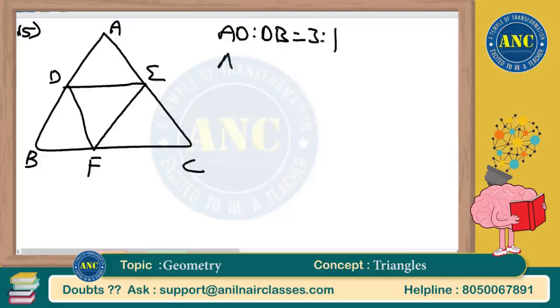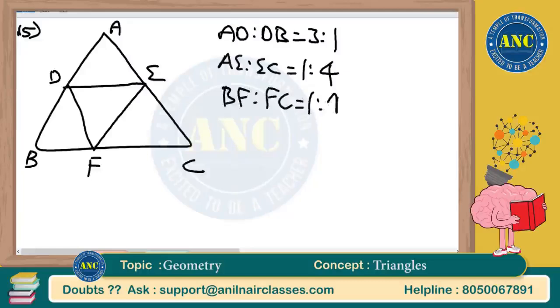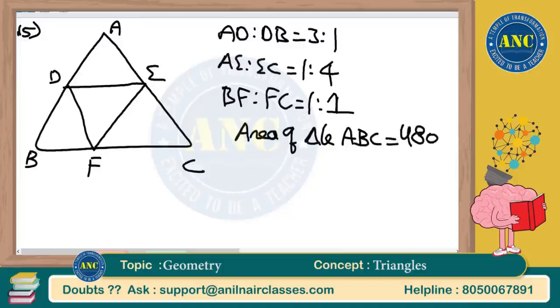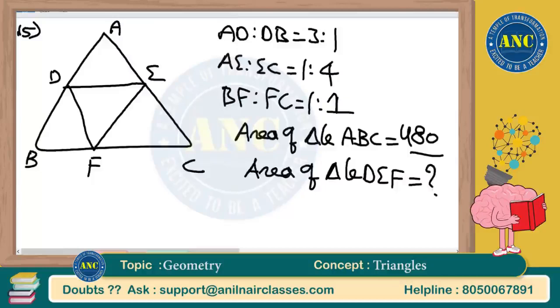Right? AE is to EC, which is 1:4. BF is to FC, which is 1:1. Area of triangle ABC is 480. Find the area of triangle DEF.